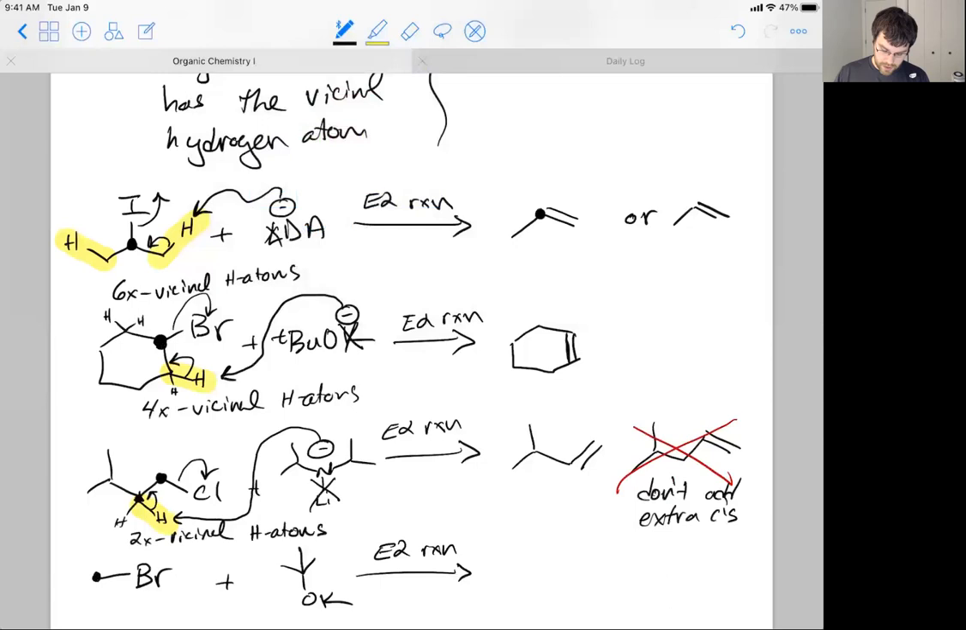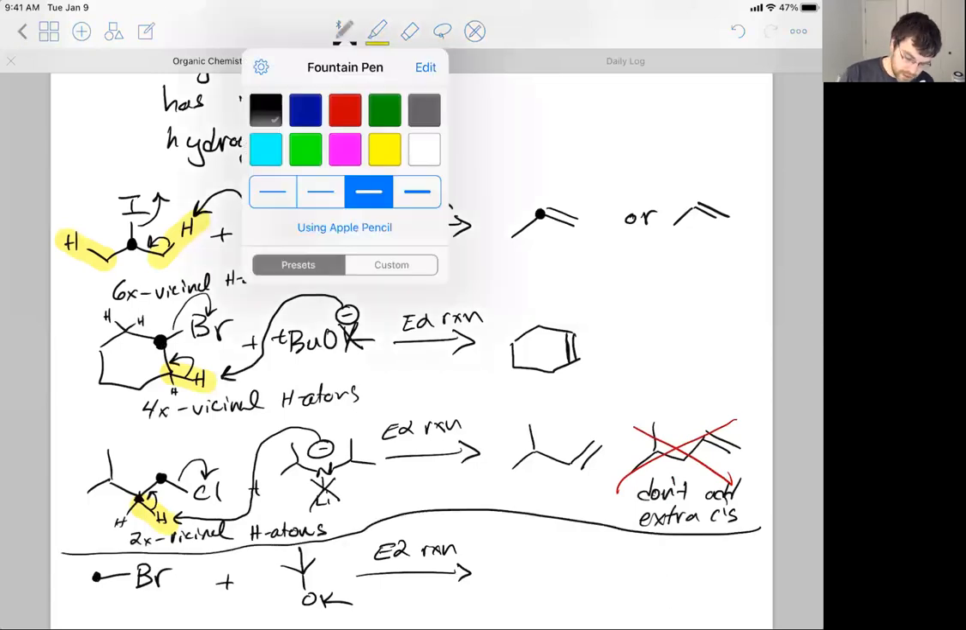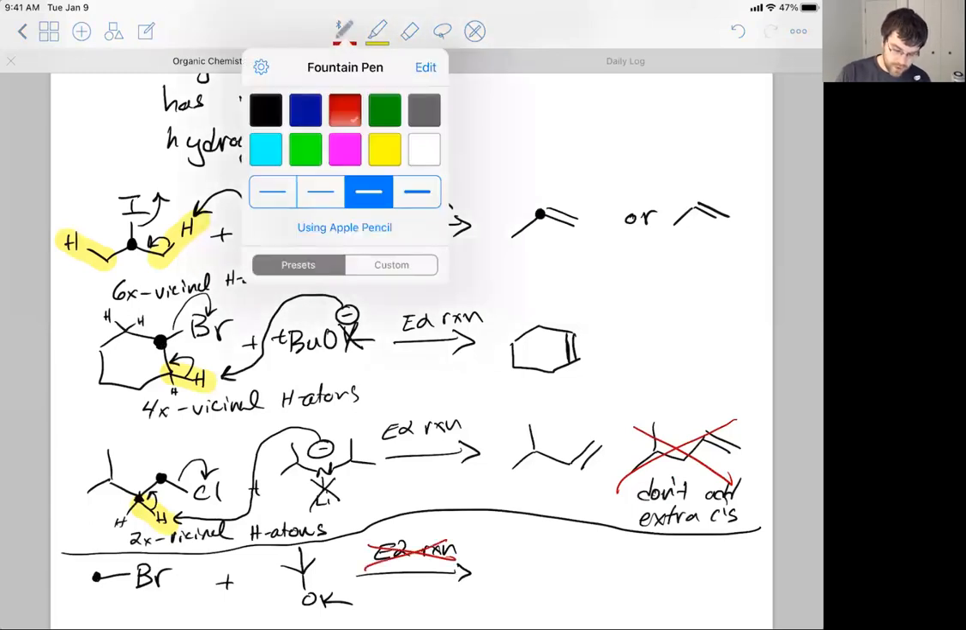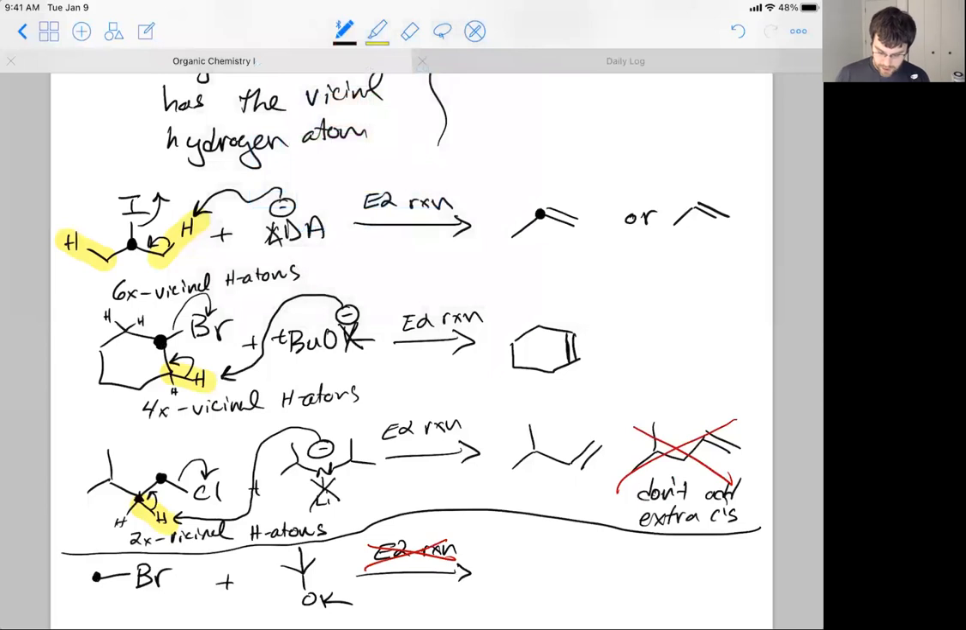Okay, now this last example I think was an important one to pick. It's actually not an E2 reaction. In this last example, if you recall, the first thing we want to do is figure out how many vicinal hydrogens we have, because the vicinal hydrogens tell us where the E2 base can go. Well, in this case, there are no vicinal hydrogens. So this E2 base that is desperate, absolutely desperate to do an E2 reaction, can't find one.